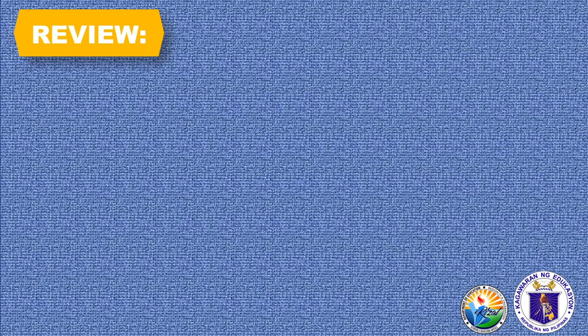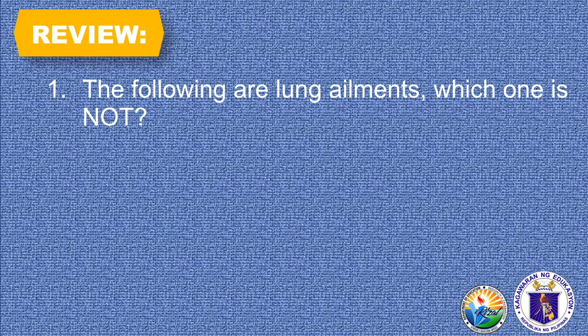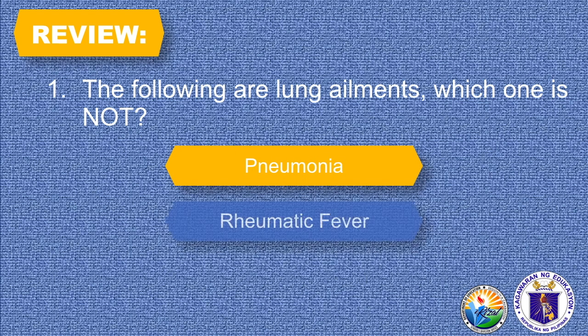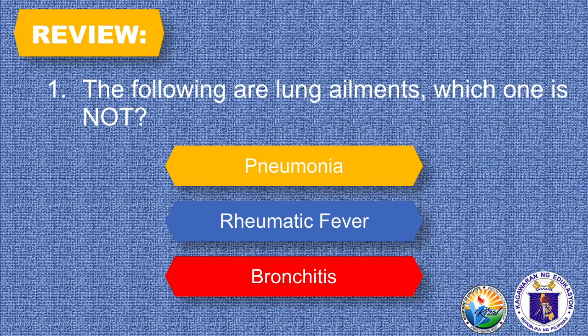Let's take a look back at where we ended last time. As you may recall, we have discussed the causes and treatment of lung and heart ailments. I hope you can still recall our previous lesson. Following are lung ailments. Which one is not? Pneumonia, rheumatic fever, bronchitis. Well, if your answer was rheumatic fever, then you got it right.